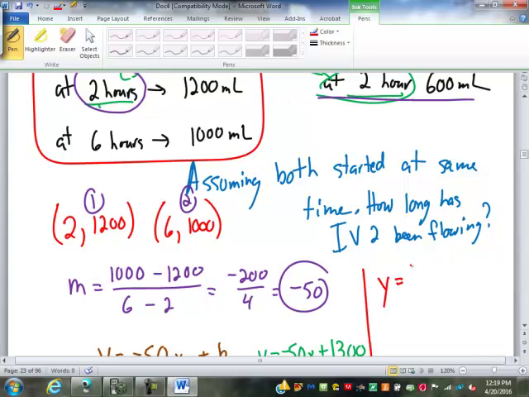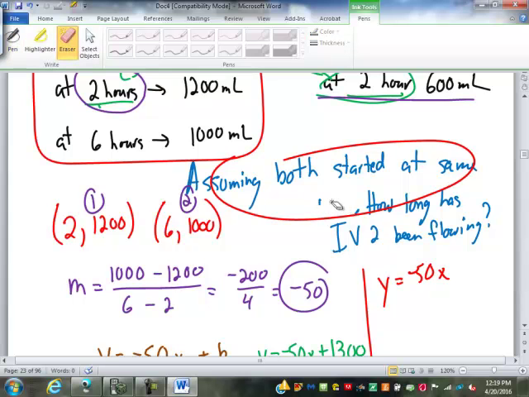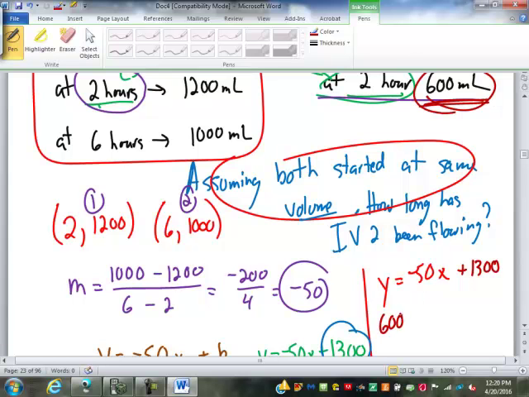So we know that IV has the same flow rate, so it'd be the same slope, negative 50 times x. Sorry, they both started with the same volume is what I meant to say there. So they both started with the same volume. IV1 started with 1,300 milliliters. We're going to assume that IV2 also had 1,300 milliliters. So plus 1,300 here. How long has it been flowing to get down to 600 milliliters? So 600 goes in for y, and we can solve for x.